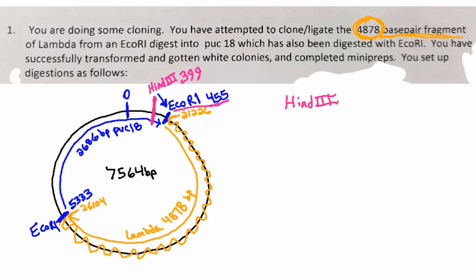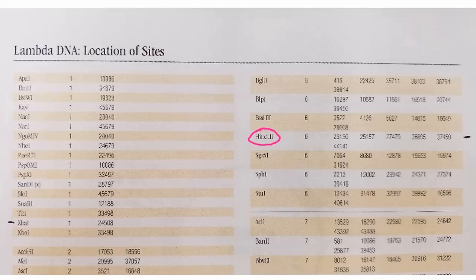Now we have to go to the lambda page and find out where Hind 3 cuts in lambda. And remember, we're only looking where Hind 3 cuts between the 21,226 base pairs and the 26,104 base pairs. Okay, so here is the Hind 3 sites on lambda. So here's one. Here's 23130. So that fits in between there. And then here's 25157. So that fits in there as well.